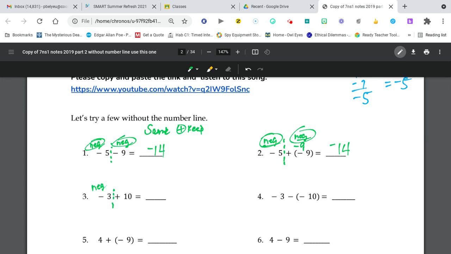Here, this is negative 3, and this is positive 10. The signs are different. So different, I'm going to subtract and keep the sign of the larger number. So if I subtract, 10 minus 3 is 7. And I look at these without the sign. So here I'm going to look at this as 3 and 10. Between 3 and 10, 10 is bigger, and the sign in front of it is positive. So this is just positive 7.